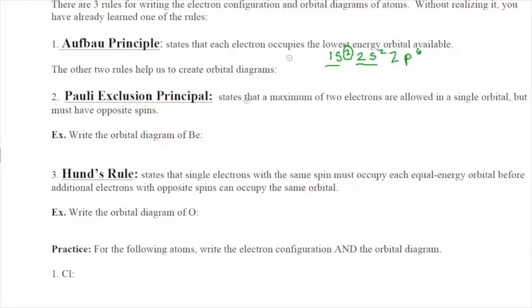Awesome. The next principle is the Pauli exclusion principle. That states that a maximum of 2 electrons are allowed in a single orbital. Now remember, for the s orbital, you only have that spherical shape. So that is one orbital, one shape. For the p, you've got 3 different orbitals: the p along the x-axis, the p along the y-axis, the p along the z-axis. So you've got a total of 3 orbitals for p.